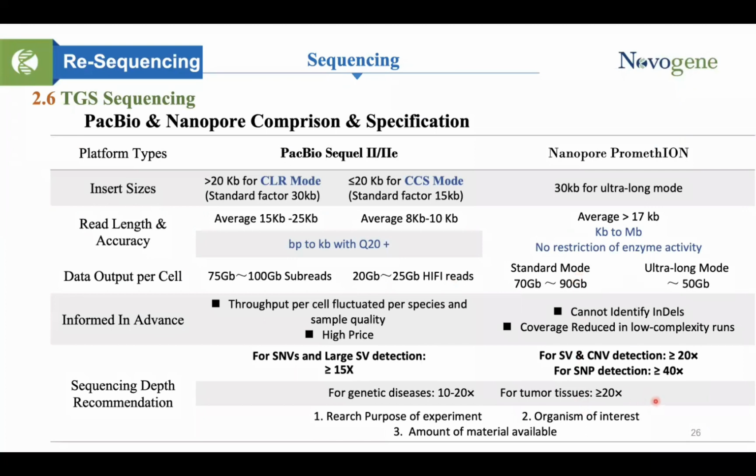Based on our experience, you could decide sequencing depth by the variant calling you want or the research target. For example, if you want to detect SVs, you can use at least 50x sequencing depth on PacBio or 20x on Nanopore. Or if you focus on tumorigenesis, more than 20 times sequencing depth is highly recommended.